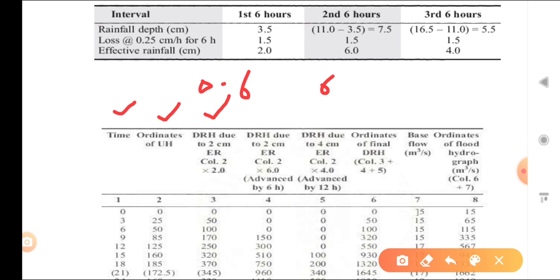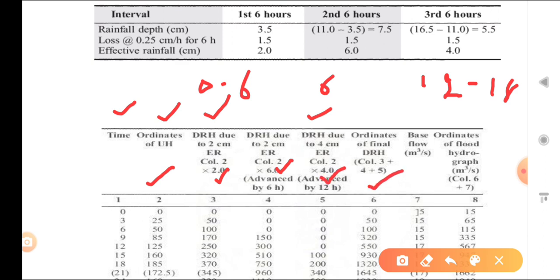Now the third is for 4 centimeter, which starts from 12. So we multiply column 2 by 4 and lag it by 12 hours. Now we have covered all 3 storms, so we have to find the ordinates of the final DRH. We simply add the ordinates of all 3 previous DRHs: DRH for 2 centimeter, DRH for 6 centimeter, and DRH for 4 centimeters.